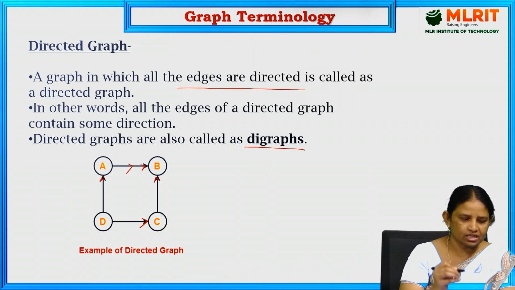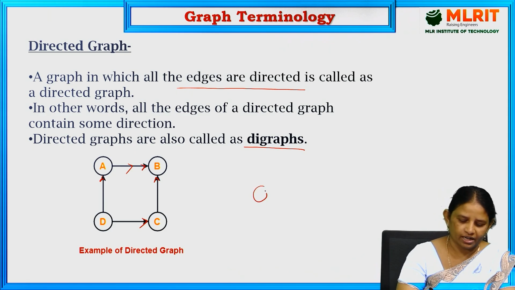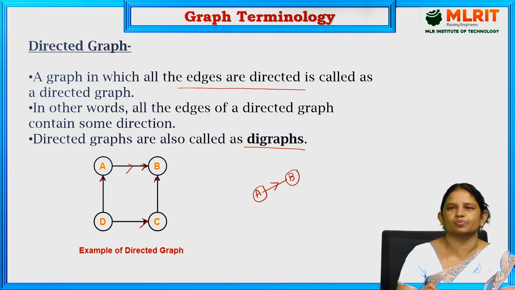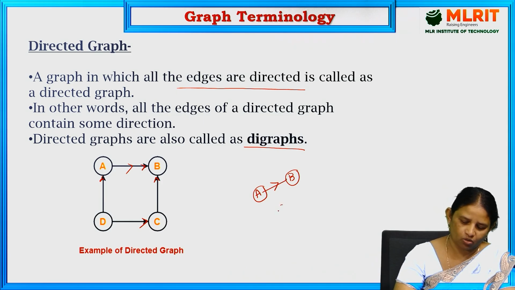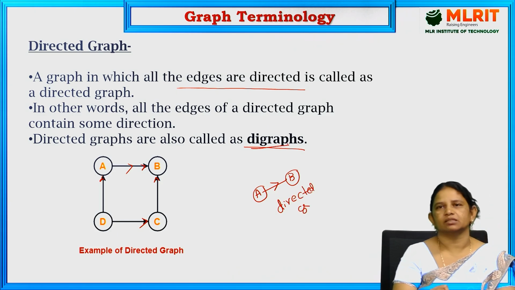So what is the difference between directed and undirected graph? In the case of an undirected graph, there is no arrow mark on the edges. If an arrow mark is present on the edges, then we can call it a directed graph. It is also called digraphs.